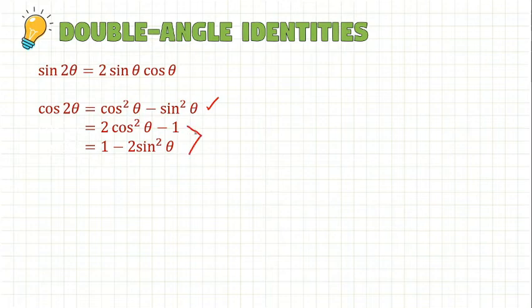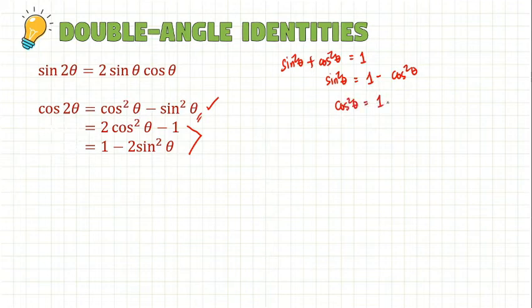The other two formulas are derived from the first one, this one. Okay, so let's try to derive. Take note from our Pythagorean identity, we have sine squared theta plus cosine squared theta is equal to 1, right? So it will follow that sine squared theta is equal to 1 minus cosine squared theta, and cosine squared theta is equal to 1 minus sine squared theta, right? So from that, we can actually replace sine squared theta by this and cosine squared theta by this.